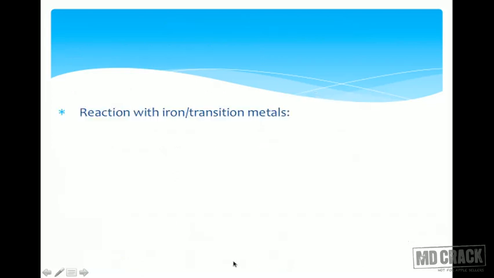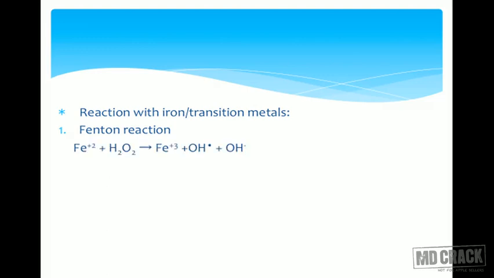Now, another important mechanism by which ROS can be generated is by reaction with iron or other transition metals. Now, 2 important reactions are there in this. I have just listed them down from the MCQ point of view. One is the Fenton reaction and the other is the Haber-Weiss reaction. Please look at the slide. Ferrous iron reacts with hydrogen peroxide to form ferric plus hydroxyl radical.